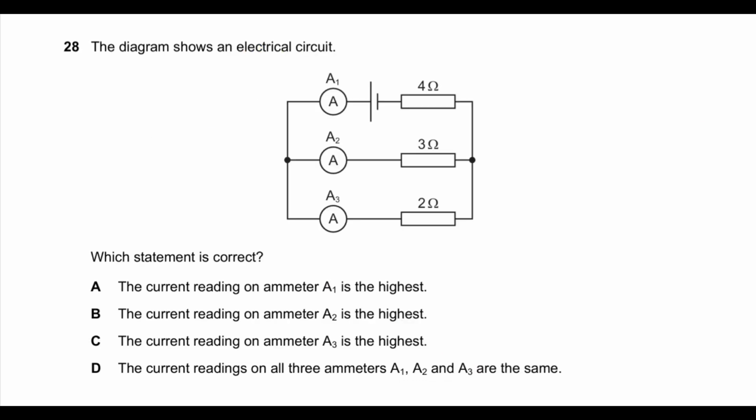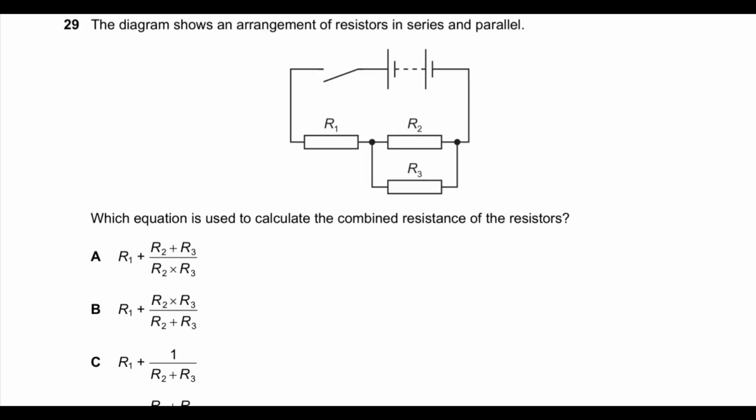Question number 28 says the diagram shows an electric circuit. Which statement is correct? This is a positive terminal and this is a negative terminal. The current will start moving from positive terminal and this ammeter A is going to read the full current supplied by the battery. Now, after this, the current will reach this junction, after which the current is going to be split into A2 and A3 ammeters. So A2 and A3 are not going to read the full current. So ammeter A is reading the highest current out of these three because it is reading the full current.